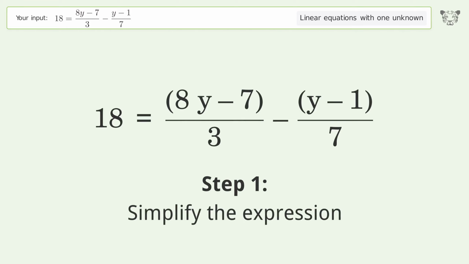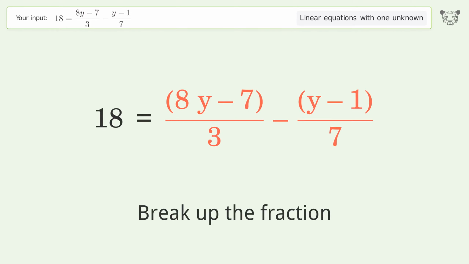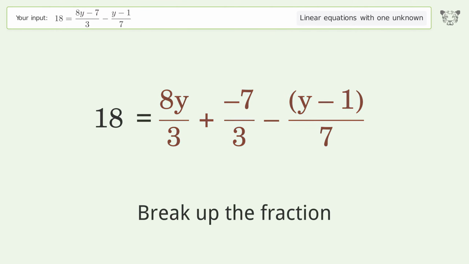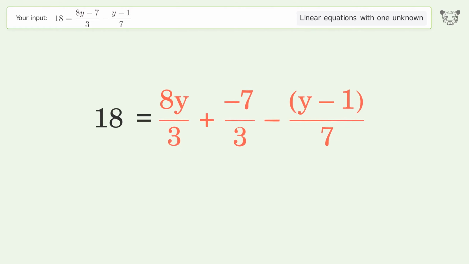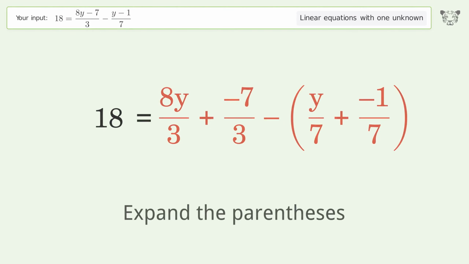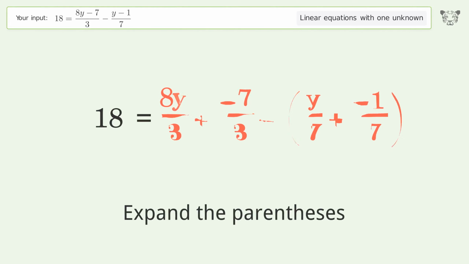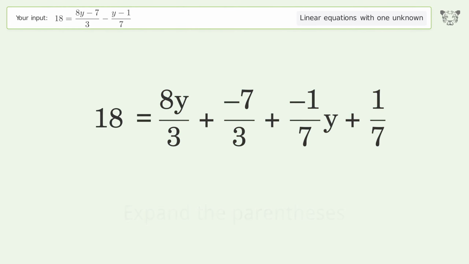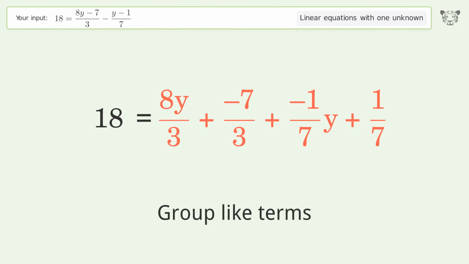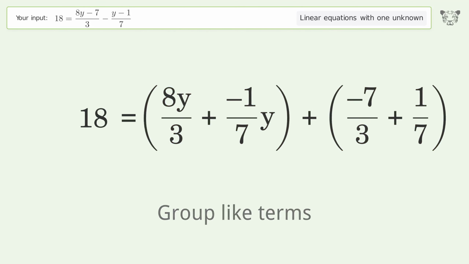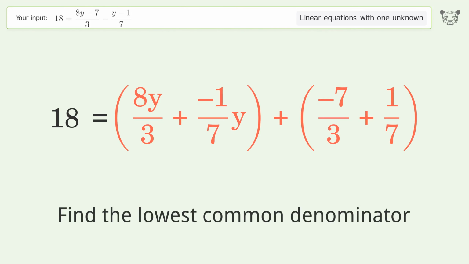Simplify the expression. Break up the fraction. Expand the parentheses. Group like terms. Find the lowest common denominator.